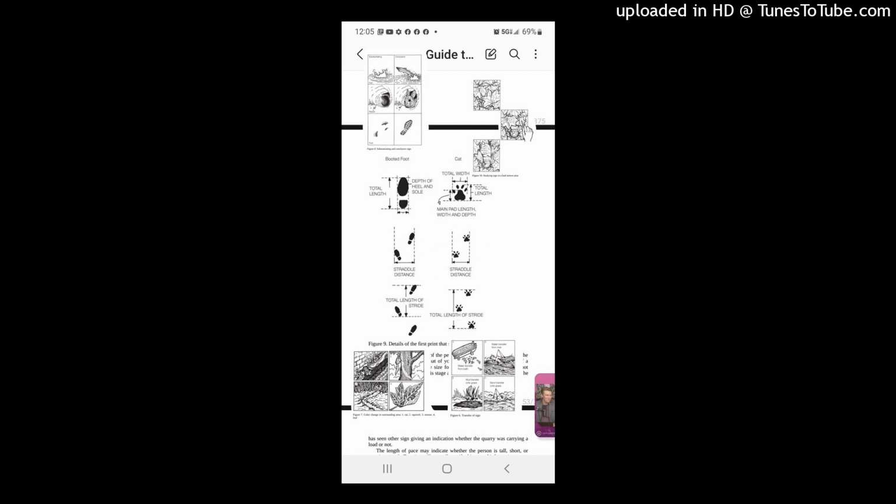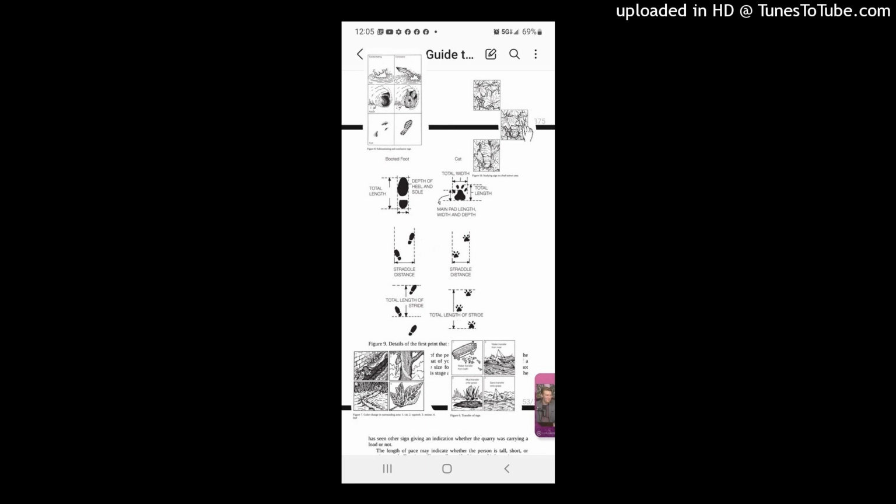Chapter 3: Sign in Tracking. The term sign, as used in visual tracking, can be defined as any evidence of change from the natural state that is inflicted upon any one geographical environment by the passage of the quarry, whether it be man, animal, or machinery. All sign is rigidly divided into two categories.